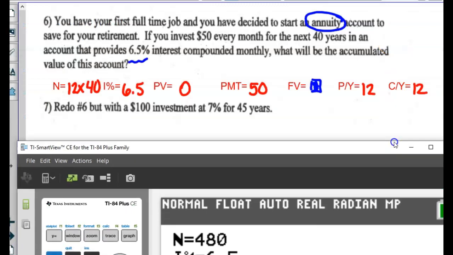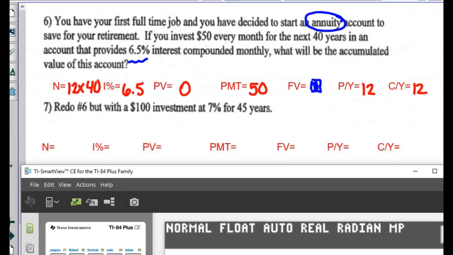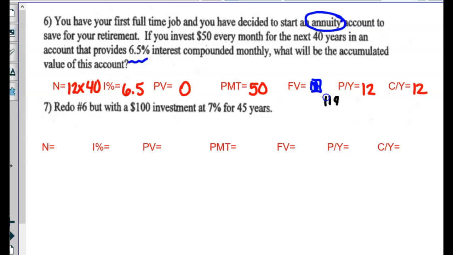Okay, 114,180.95. Okay. Save for retirement early. Now, how much did you actually give them, guys? It would be 50 times 40 times 12. Yeah, you only gave them $24,000. That's what happens when you start saving early, okay?